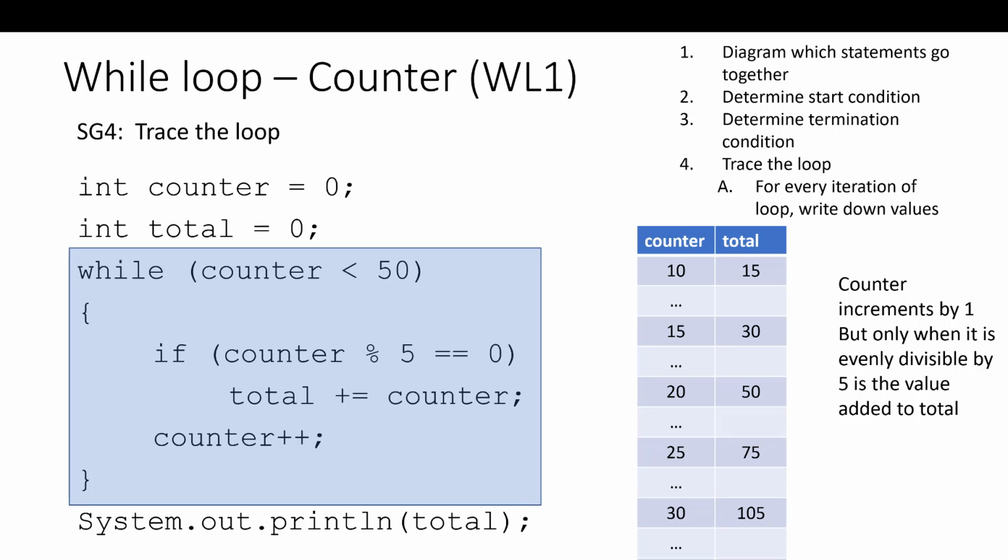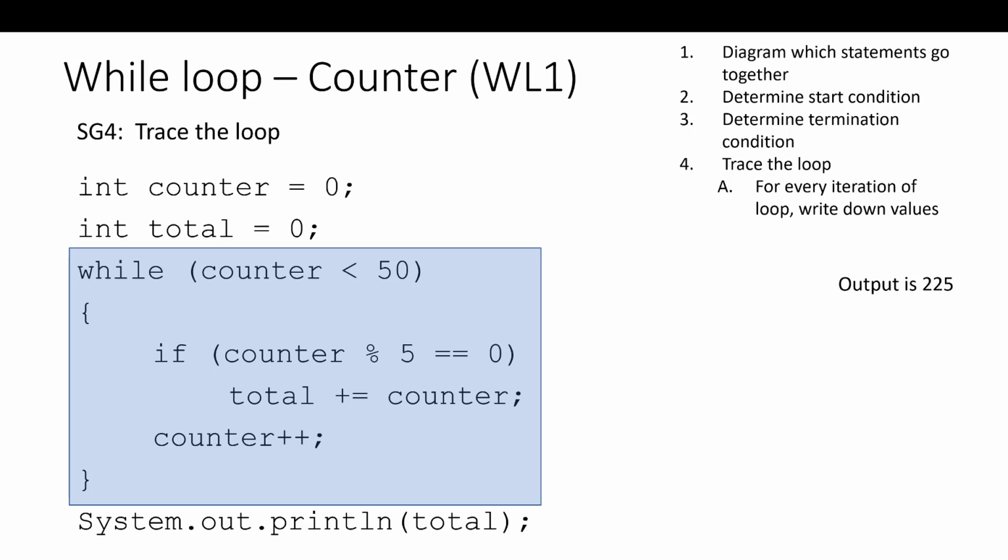So when counter is 15, we add 15 to total to become 30. When counter is 20, we add 20 to the value in total to become 50. When counter is 25, we add 25 to the value of total, bringing us to 75. When counter is 30, we add 30 to the value in total, which now brings total to 105.